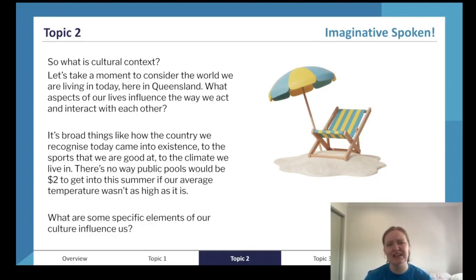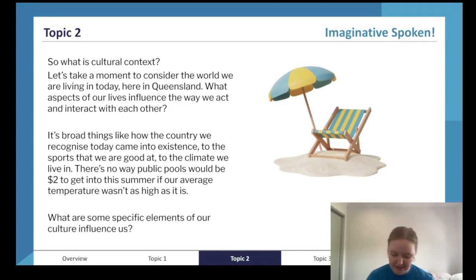So if we lived in a place where the average temperature was 22 degrees, then there's no way that the Queensland government would make public pools $2 to get into. People just wouldn't do that. But because our temperature is nice and high, because public pools are in such demand, because we want people to be getting out and cooling down and having fun in the weather, then we have that cheap price. So what are some specific elements of our culture here in Queensland that influence us?